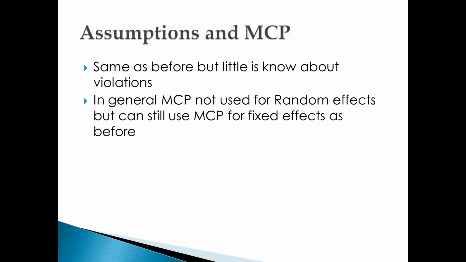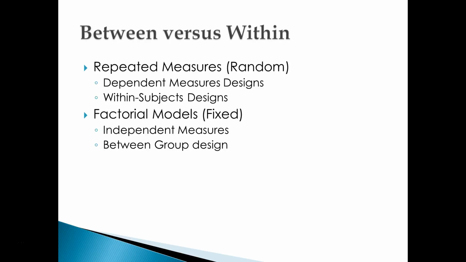Assumptions are pretty much the same as before. Little is known, just so you know, about some of the violations. In general, multiple comparisons are not used for random effects models, but we can still look at the fixed effects even across those random effects. In our next video, we're going to start talking about an extension of some of the ideas of random effects, which is a natural extension for us about persons, and we're going to call those the repeated measures models.